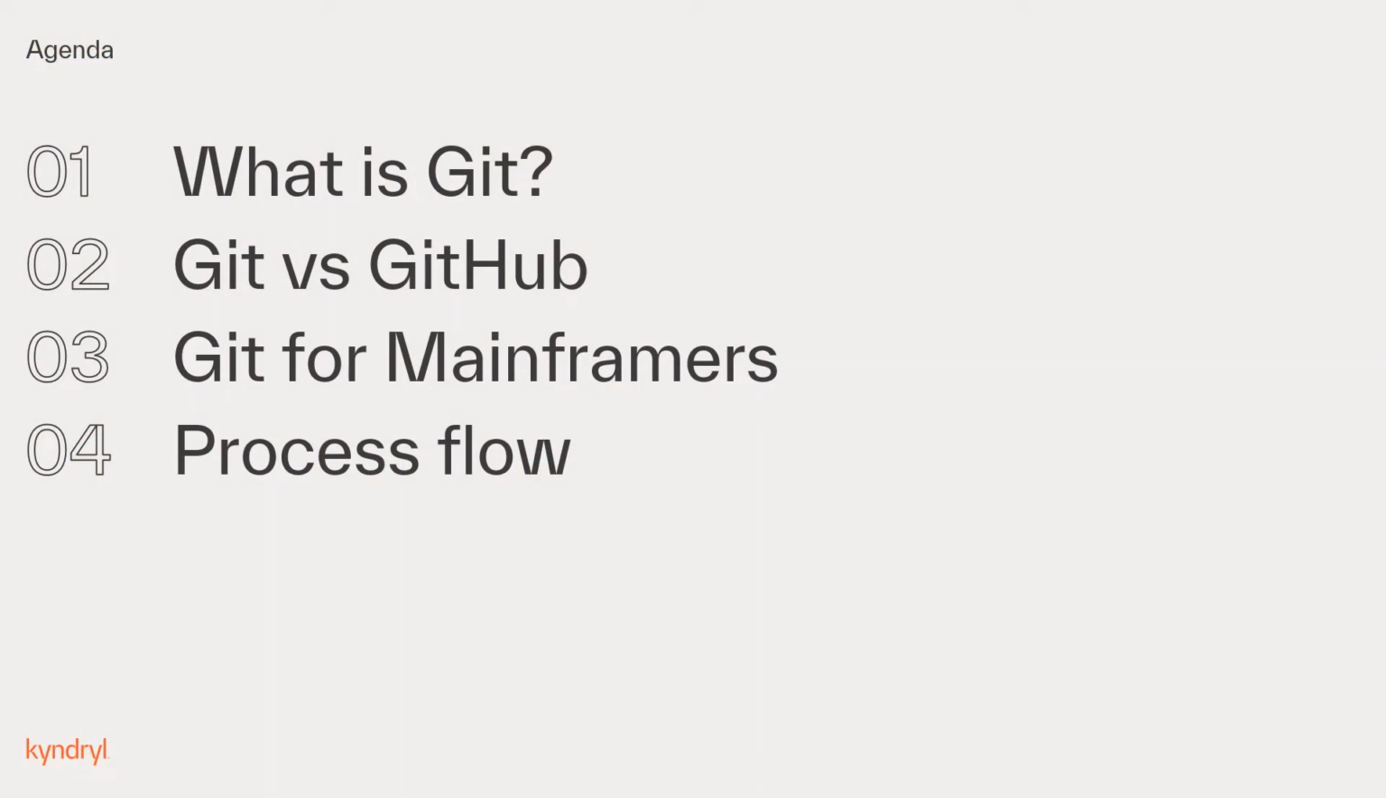So this will be our agenda for today. First, we'll cover what is Git. Then we'll talk a little bit about the difference between Git and GitHub. Then we're going to talk about Git in the mainframe business. And finally, we'll talk about the process flow, aka the most common commands that we execute on Git.